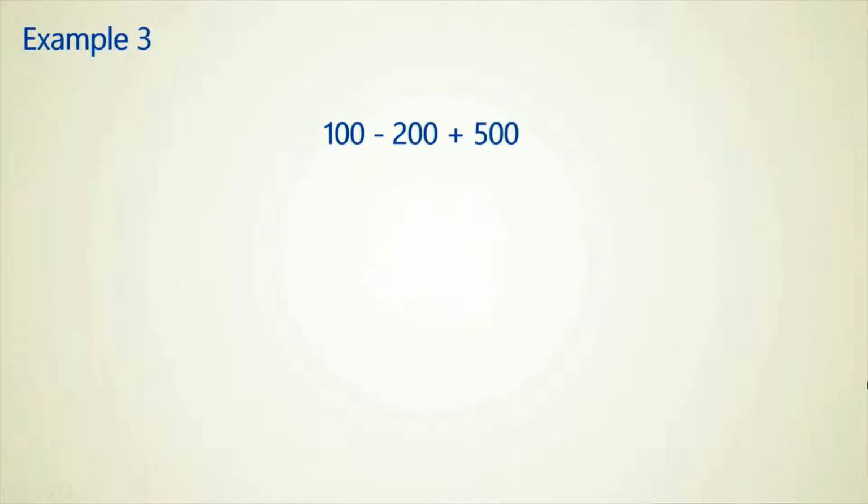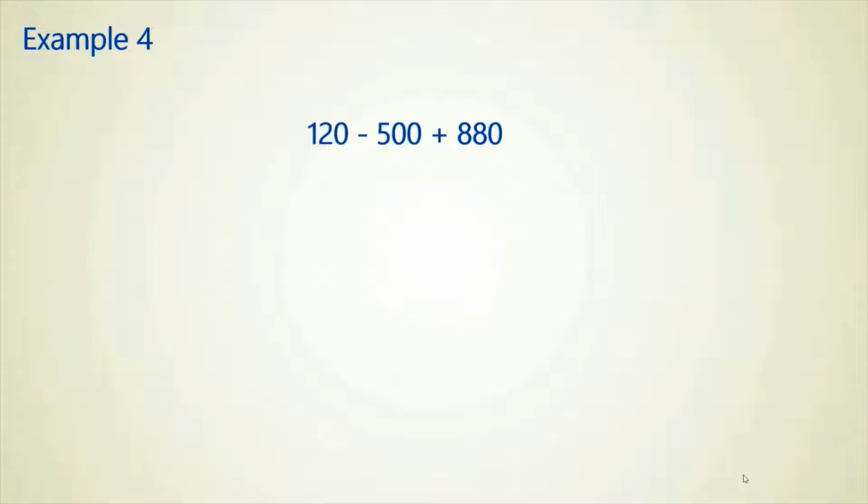Let's look at an identical example, but with bigger numbers. 100 minus 200 plus 500. So 100 minus 200 will result in a negative number. So let's switch the order of 500 and 200. We again take the sign in front of them together. So this becomes 100 plus 500 minus 200. And this gives us 600 minus 200, which is 400.